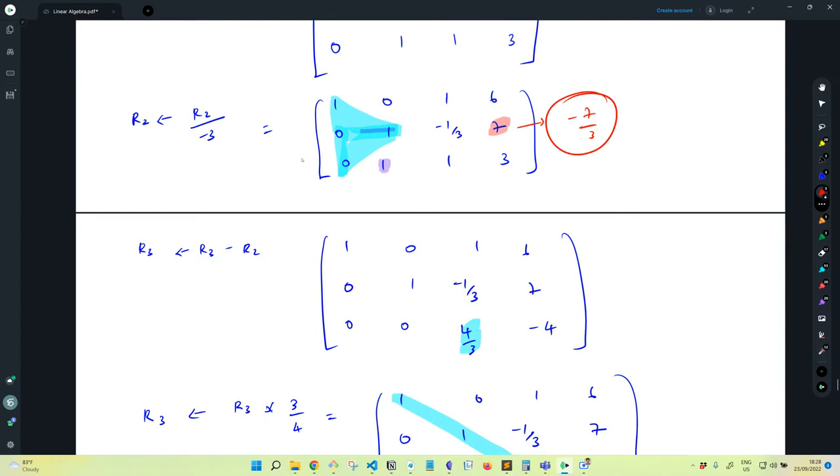Are you able to spot this? When I multiply R2 with a scalar minus 1 by 3, I should multiply 7 also with minus 1 by 3. I did not do this. That is why the answer is inconsistent. Now, is it okay to all? Are you able to understand where I committed a mistake? Okay.